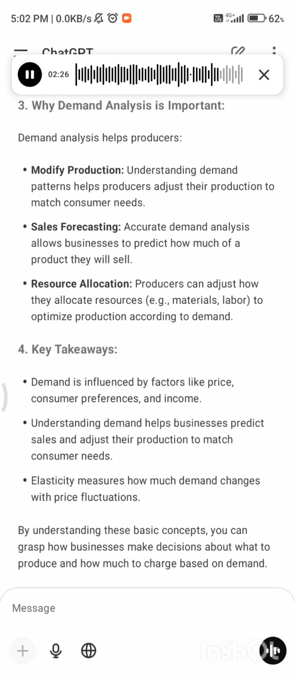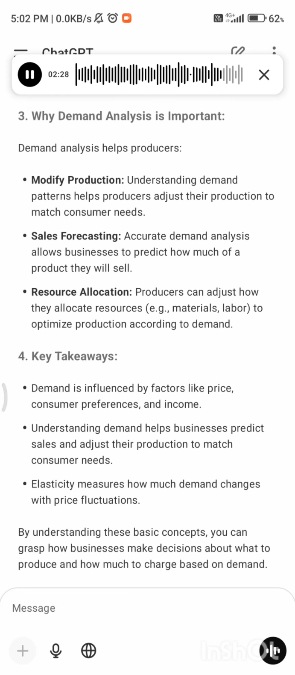For key takeaways, demand is influenced by factors like price, consumer preferences, and income. Understanding demand helps businesses predict sales and adjust their production to match consumer needs. Elasticity measures how much demand changes with price fluctuations. By understanding these basic concepts, you can grasp how businesses make decisions about what to produce and how much to charge based on demand.